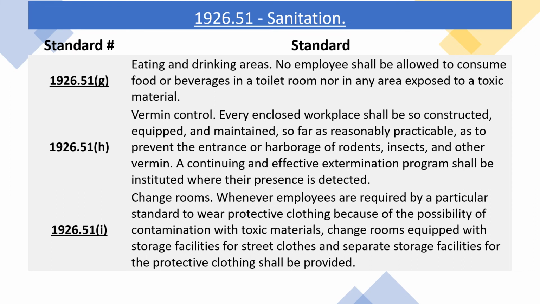1926.51(g) Eating and drinking areas. No employee shall be allowed to consume food or beverages in a toilet room nor in any area exposed to a toxic material. 1926.51(h) Vermin control. Every enclosed workplace shall be so constructed, equipped, and maintained, so far as reasonably practicable, as to prevent the entrance or harborage of rodents, insects, and other vermin. A continuing and effective extermination program shall be instituted where their presence is detected.